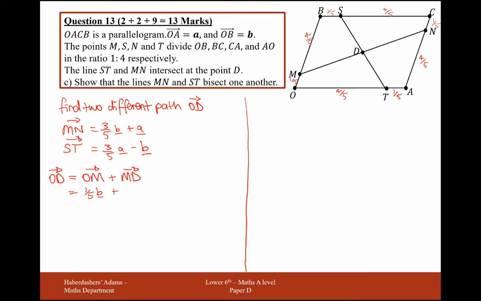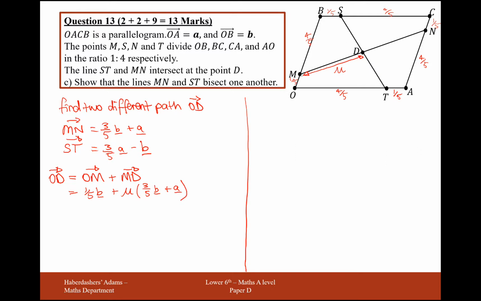And then I'm going to add on the line to get from M to N, but just some fraction of it. So what I'm going to do is I only want to get to here, and this is going to be some fraction, we'll call it mu, of the line from M to N. And hopefully if mu is a half, then we have a bisector. If it's anything else, we don't have a bisector, but it's going to be some fraction of the line from M to N, and M to N was 3/5 b plus a.